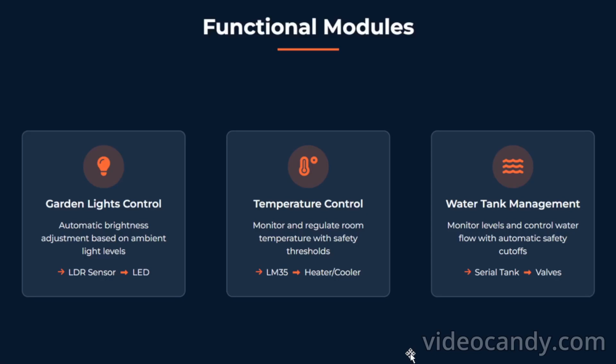The project is divided into three functional modules. First, the garden lights control module uses an LDR sensor to adjust LED brightness according to ambient light. Second, the temperature control system monitors room temperature using the LM35 sensor and operates the heater or cooler automatically. Finally, the water tank management module tracks water level and controls inlet and outlet valves, ensuring the tank never overflows or runs dry. Each module functions independently but follows the same Arduino to IoT flow.